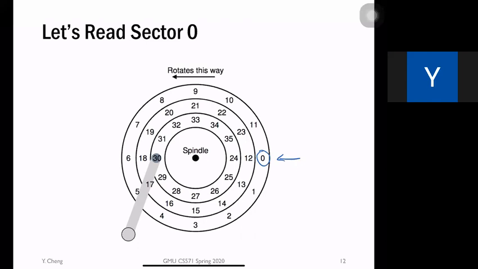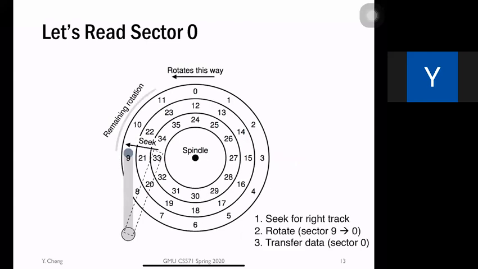In order to locate sector 0, the hardware needs to go through the following 3 steps. Step number 1: the disk arm needs to seek the right track. Here, sector 0 is located at the outermost disk track, so the disk arm needs to seek towards the outer direction. This is the first step.